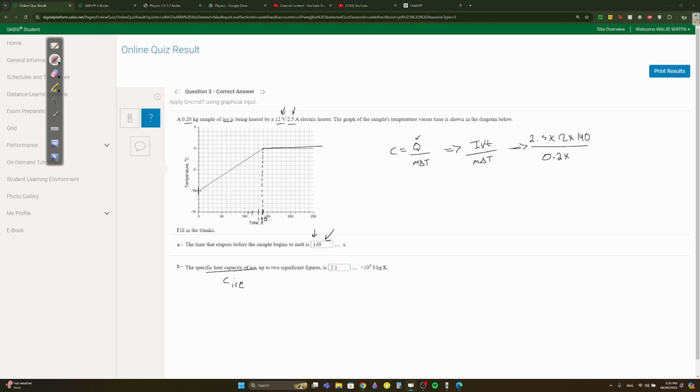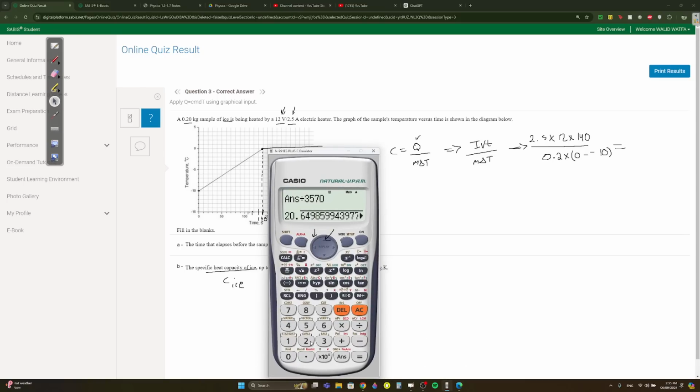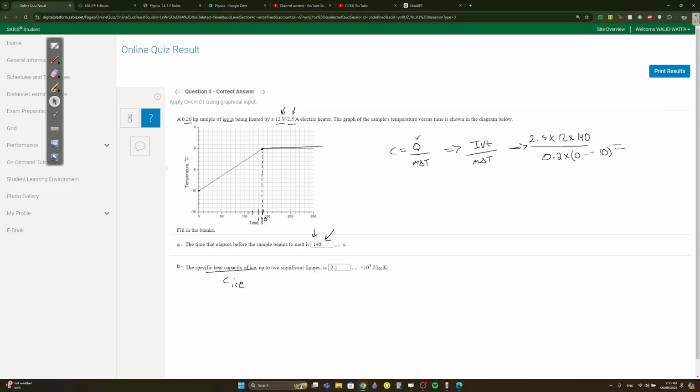How much was the temperature changed? From negative 10 until 0. So 0 minus negative 10. Okay, let's actually do it. 2.5 times 12 times 140, divided by this, which is 2, because 0.2 times 10 is 2. You get 2100. Up to 2 significant figures, it's 2.1 times 10 to the power of 3.